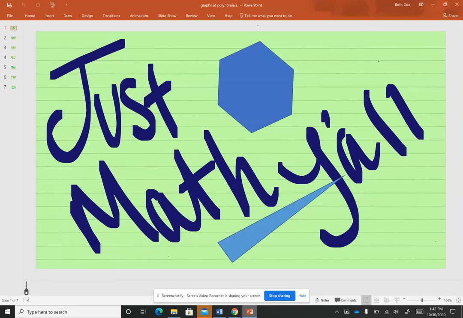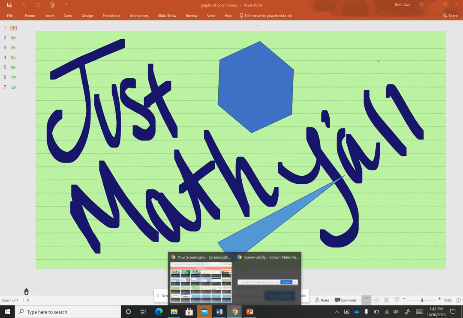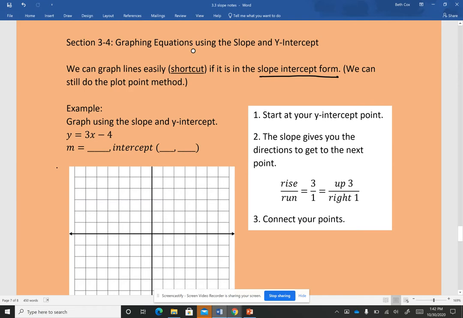This is Just Math, y'all, and we are looking at slope today. Slope and graphing using slope. That's what we're going to do, graphing using slope. So let's jump in.